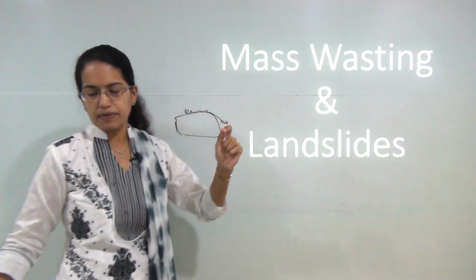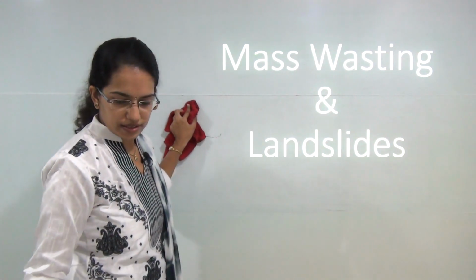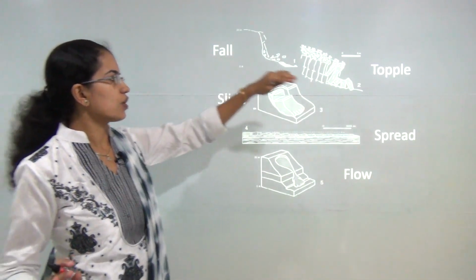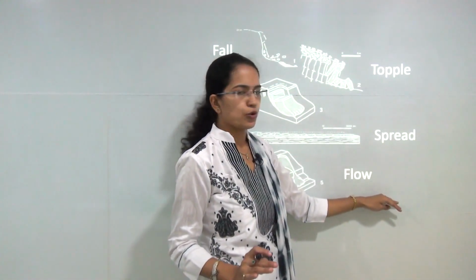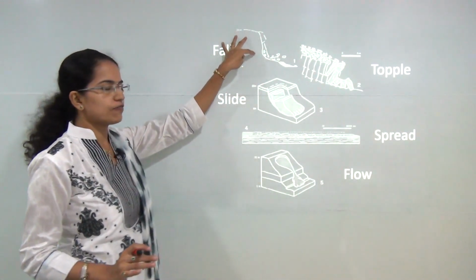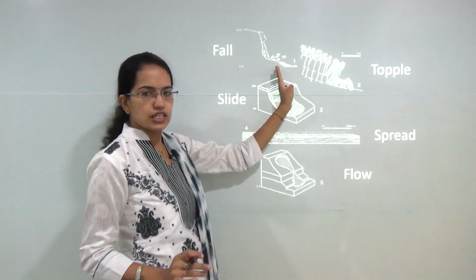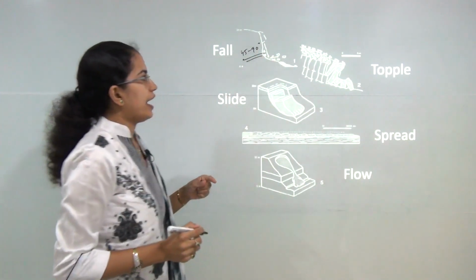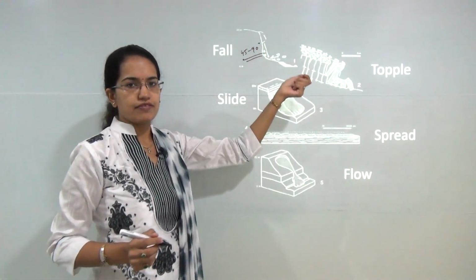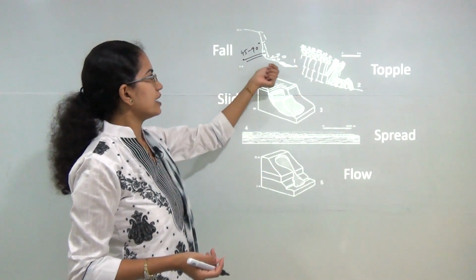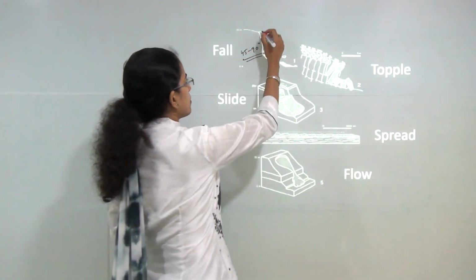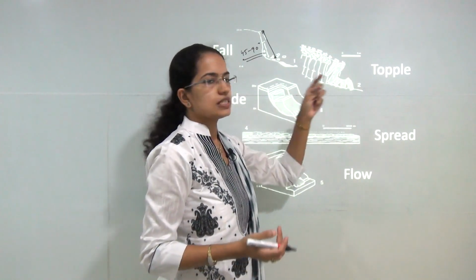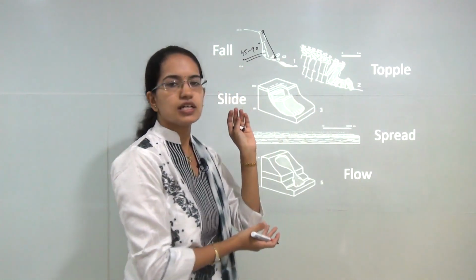Mass wasting can take place in various ways. Some of the common types of mass wasting are the 5 types that we understand. The first is fall, topple, then you have slide, spread and flow. So let's understand this one by one. When I say fall, the angle is very steep. It's usually 45 to 90 degrees is the slope, and it is directly due to gravity. The velocity is very fast, and a direct fall from the top of the mountain to the base would be an example of fall.